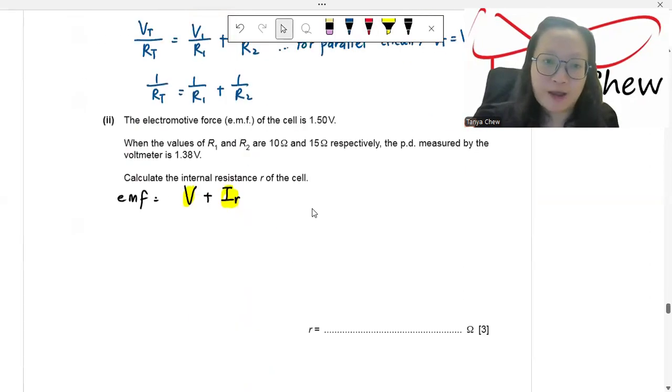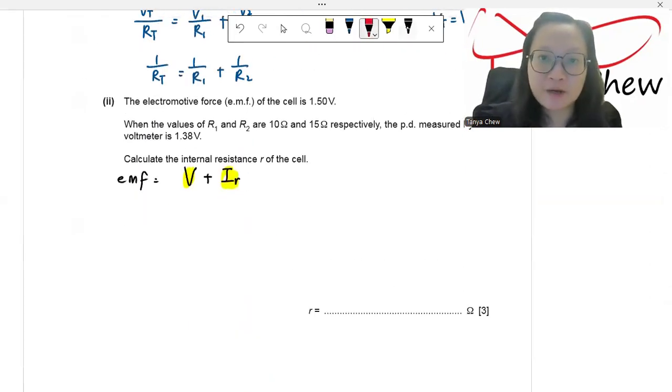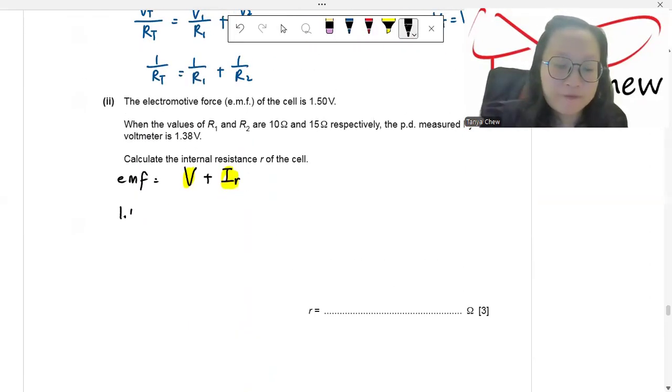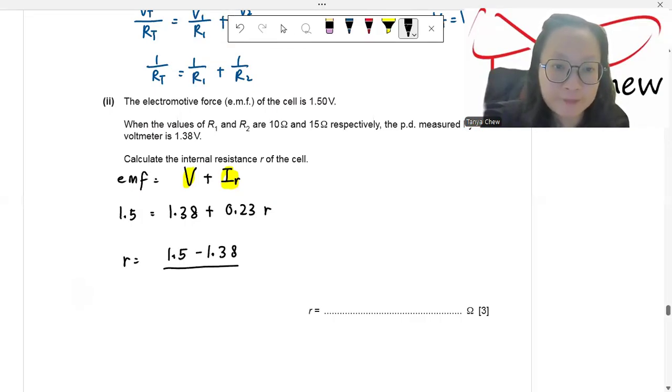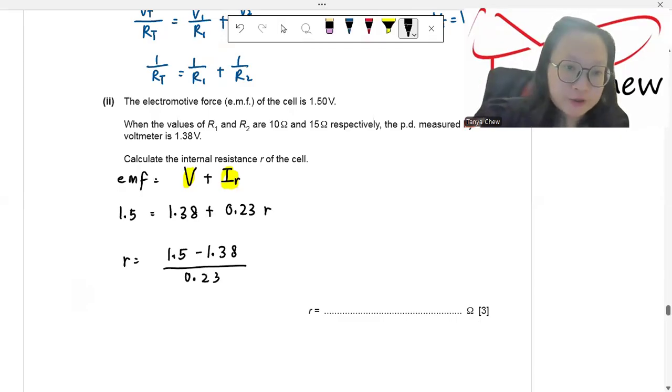Since I got the value of I, I can sub in everything here. EMF is given as 1.5. Voltmeter reading is 1.38 plus 0.23 R. R is equal to 1.5 minus 1.38, divided by 0.23. So the R value that I got was 0.52 ohm. 0.52 ohm is the answer.